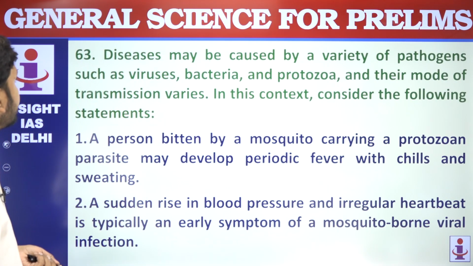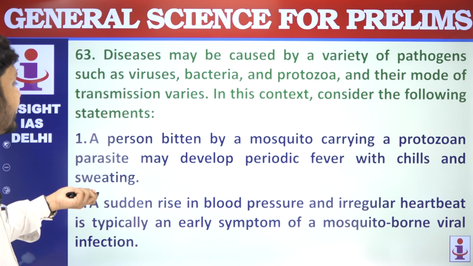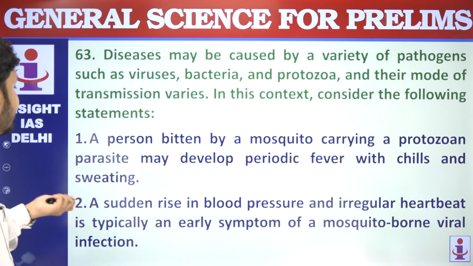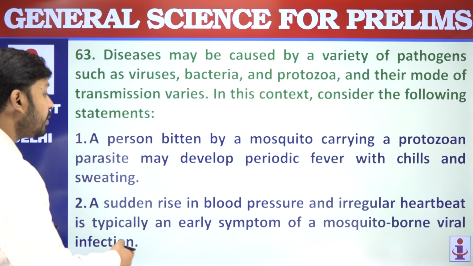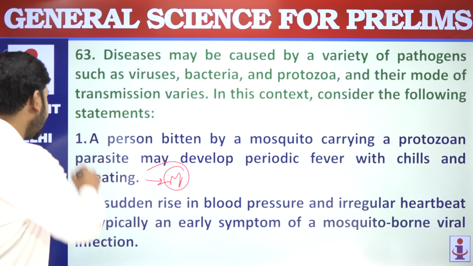Okay, so let's go to the next one. Diseases may be caused by a variety of pathogens such as virus, bacteria and protozoa, and their mode of transmission varies. In this context, consider the following statements. A person bitten by a mosquito carrying a protozoan parasite may develop periodic fever with chills and sweating. Yes, they are talking about one disease which is called malaria. This is the right statement.